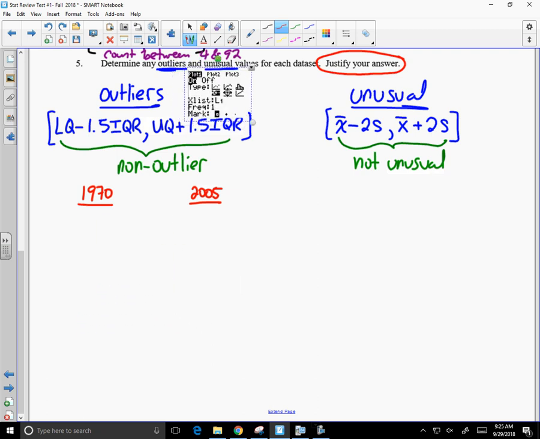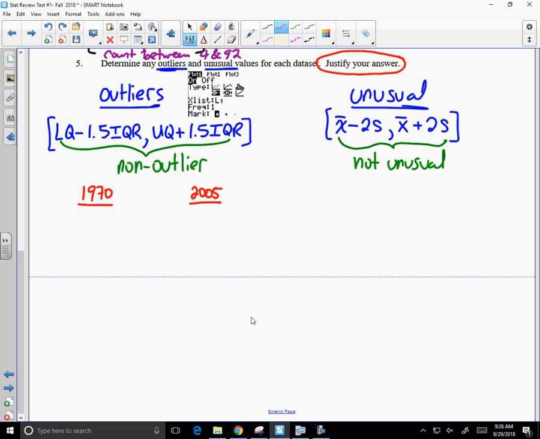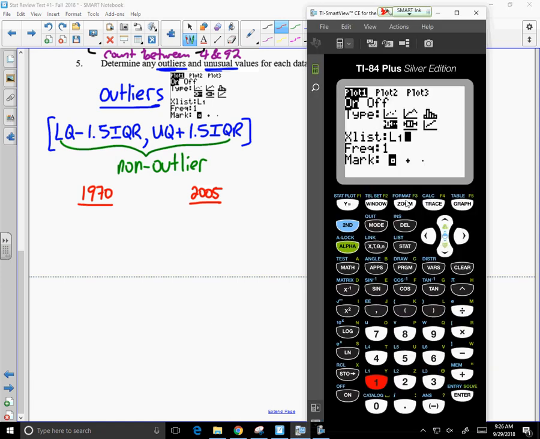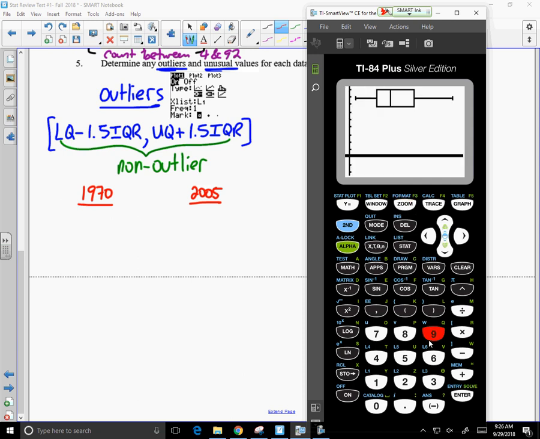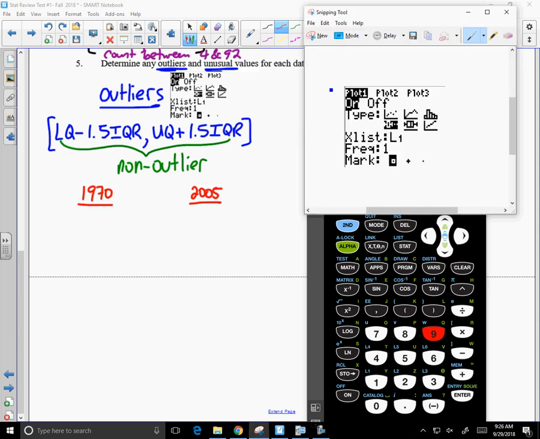I'll just kind of tuck it in over here somewhere. Because we have a program, but I think most people are going to want to do it this way if they go to the calculator route. So zoom followed by 9. All right.